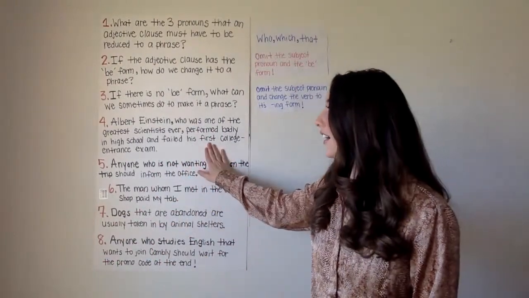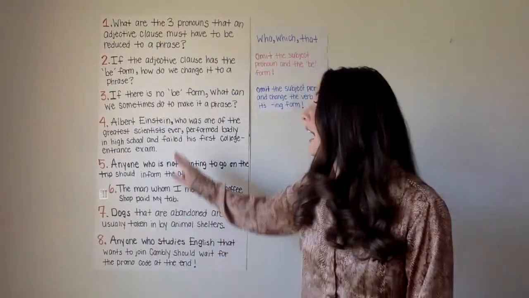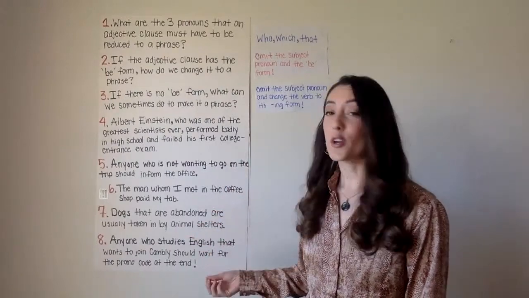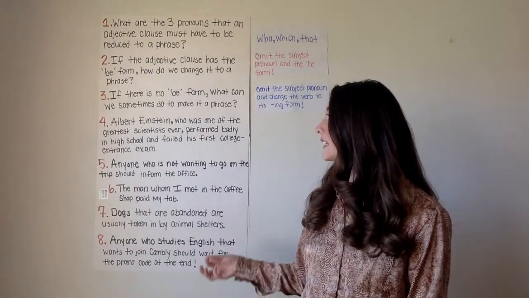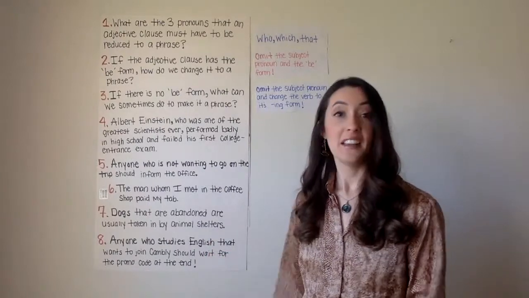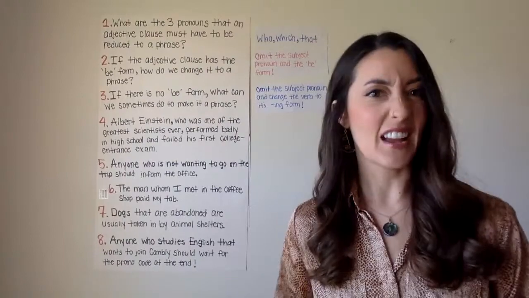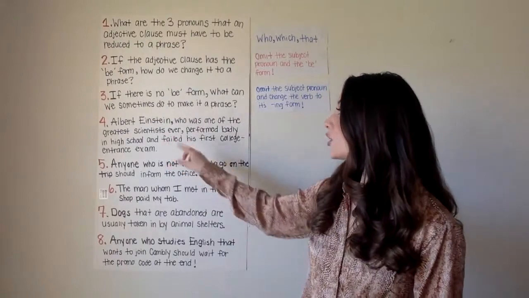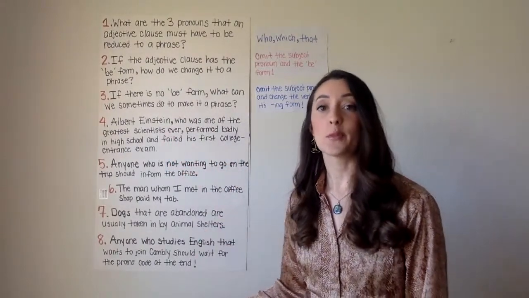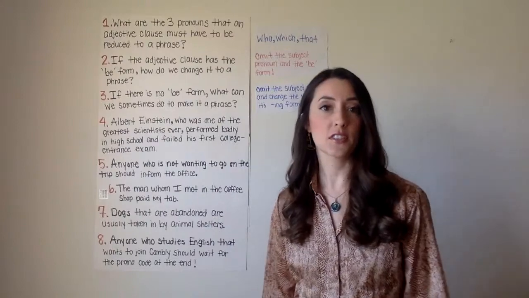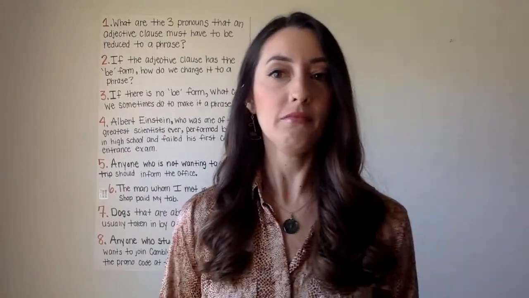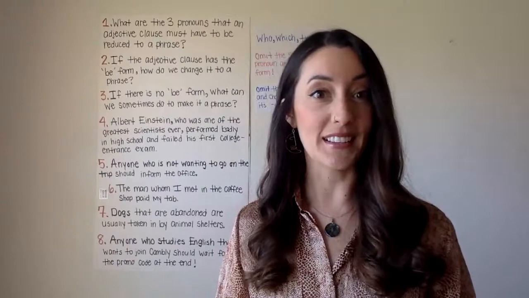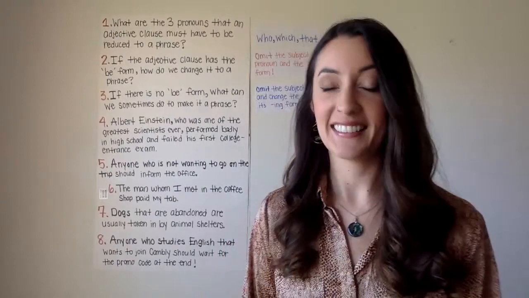So your adjective clause is, hopefully you all can see it, Albert Einstein, who was one of the greatest scientists ever, performed badly in high school and failed his first college entrance exam. Which is true. It's a fact if you didn't know. I don't know if you have learned about Albert Einstein. So I'll repeat it one more time. Albert Einstein, who was one of the greatest scientists ever, performed badly in high school and failed his first college entrance exam. Which is a great example that taking tests in high school and college does not determine your success or your intelligence, right?